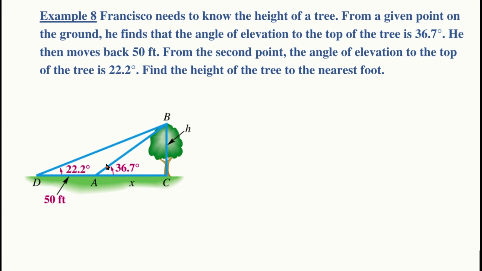All right, so here we have a nice graphic. Francisco needs to know the height of a tree, right here. From a given point on the ground, he finds that the angle of elevation to the top of the tree is 36.7 degrees. That's the given point. He then moves back 50 feet. And from this point, the angle of elevation is 22.2 degrees to the top of the tree. We want to then find the height of the tree.